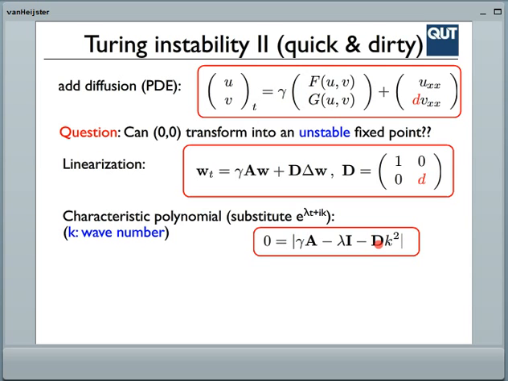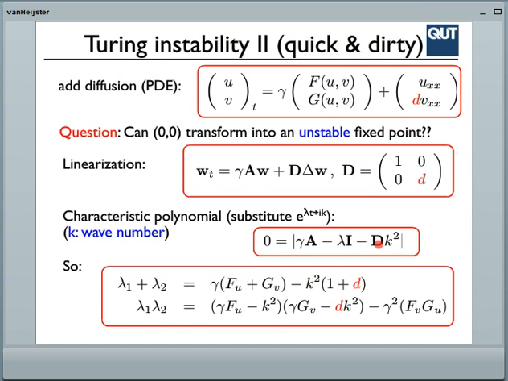So we do the same trick as before. You know the sum of the eigenvalues is the trace. So if you take the trace, you get lambda 1 plus lambda 2 equals (f_u minus k squared) plus (g_p minus d k squared). And the product is the determinant, which I've written down over here. So let's see what we have now.